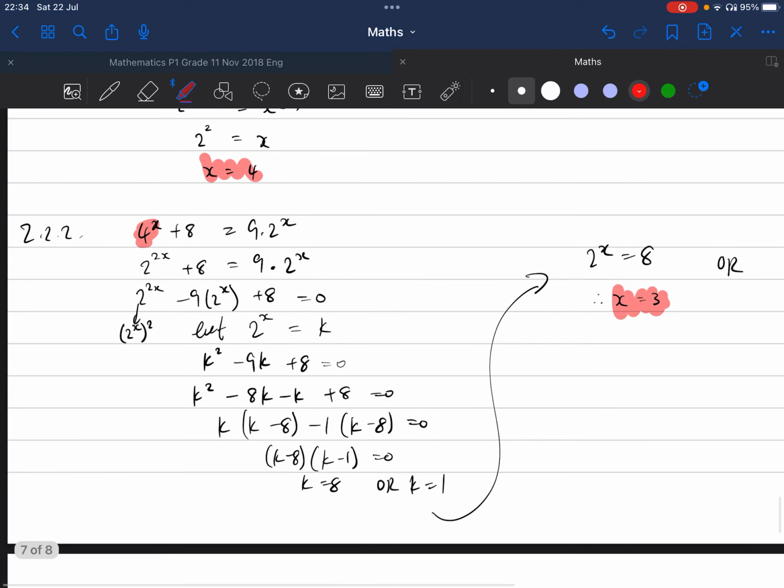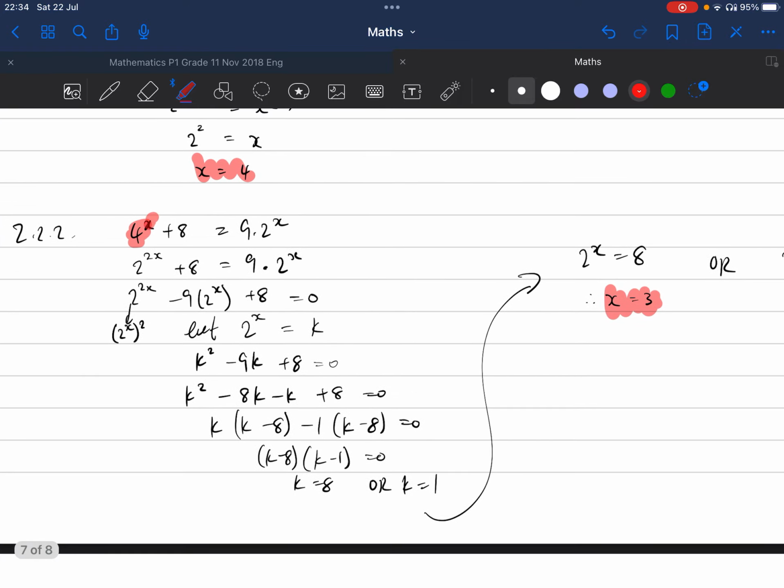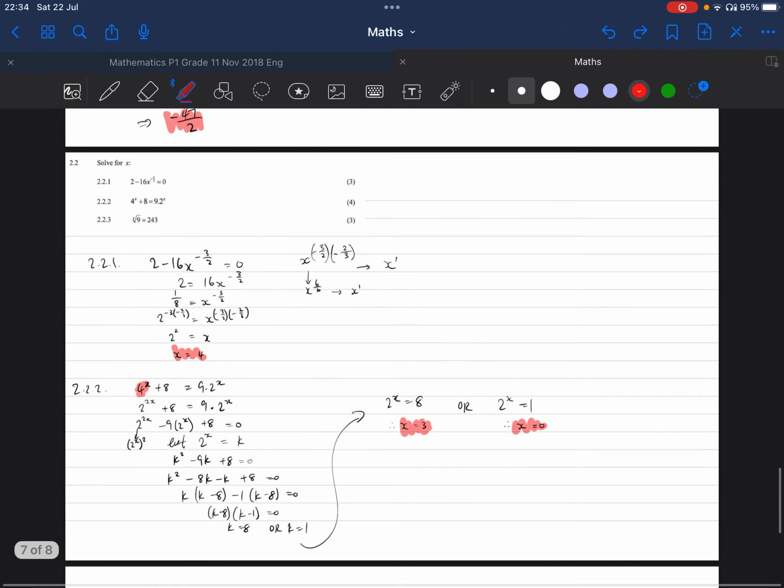Now again, you take it and substitute it into x, or you can put it in here, and it must give you 0. And you try that for each one, and then you'll know if your answers are correct.